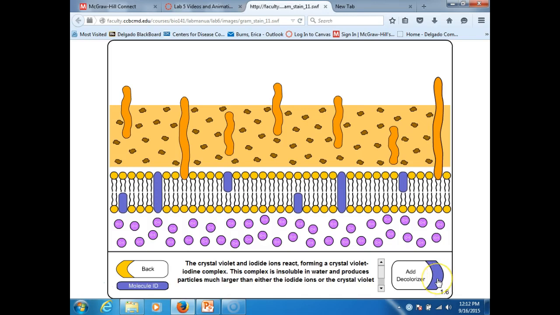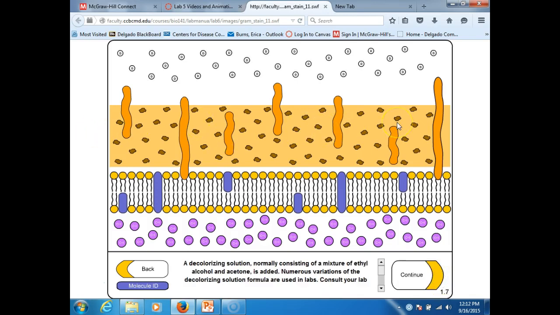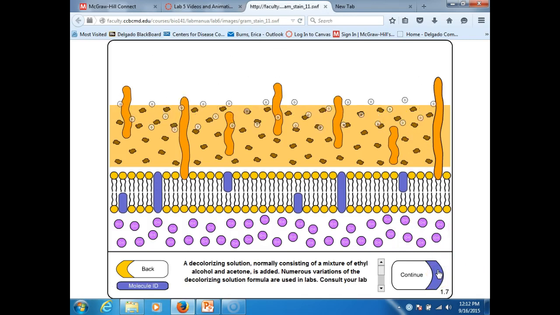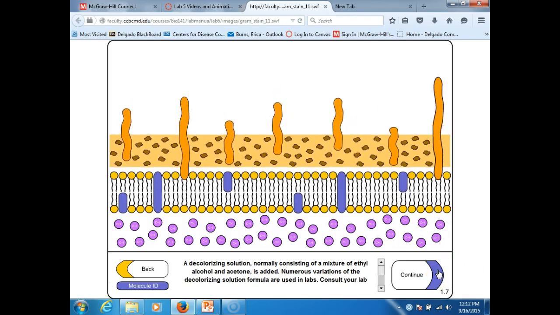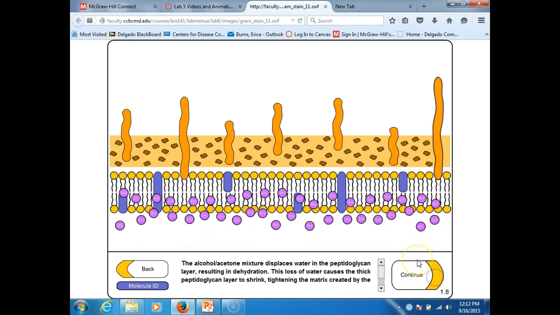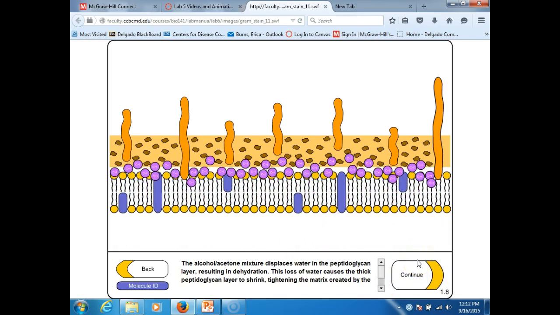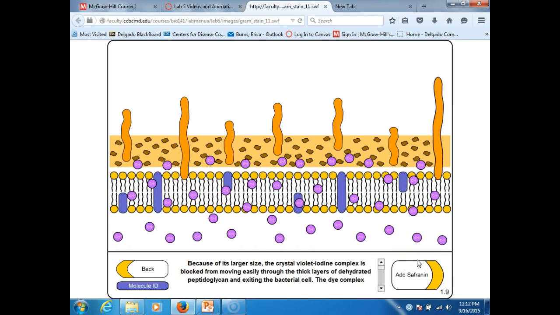So when we do the next step, which is the decolorization, the way the ethanol affects this peptidoglycan layer is it typically causes it to shrink up. And so you'll notice the space between the molecules gets much smaller. And this essentially will trap in that larger crystal violet iodine complex. So notice it's not going to come out of the cells, right? It gets trapped in. So they stay purple.